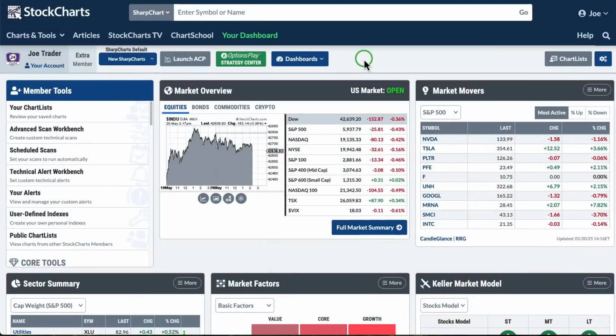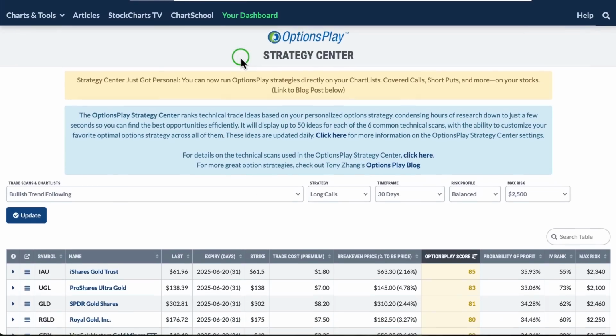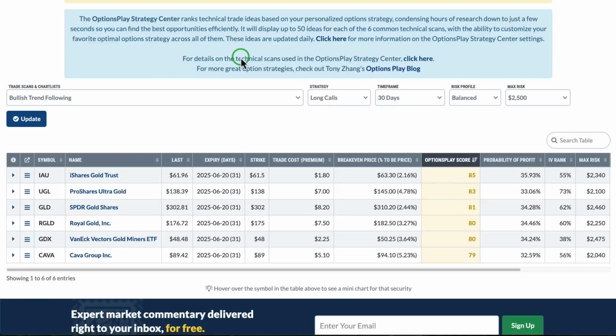Okay, Tony, I want to talk to you some about the strategy center piece of the options play add-on for StockCharts. This is a page that looks really, really interesting. It doesn't have the graphs, but it has a lot of data. And it looks like there's a lot of different ways to slice and dice the possibilities here. I think this is designed to help me pick which stock I want to zoom in on with the other tool. Yeah, that's exactly right.